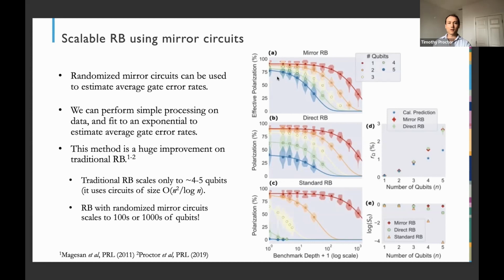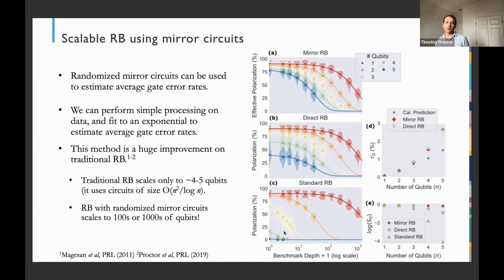And the key difference to notice here is the benchmark depth 0, so that means the shortest circuits you can run in the convention we're using in this work. You can see that the standard RB polarization, or success probability, at depth 0 drops off precipitously as you increase the number of qubits. This blue line here is the 5 qubit case, and you just get this basically useless data. It's all just a flat line at 0.